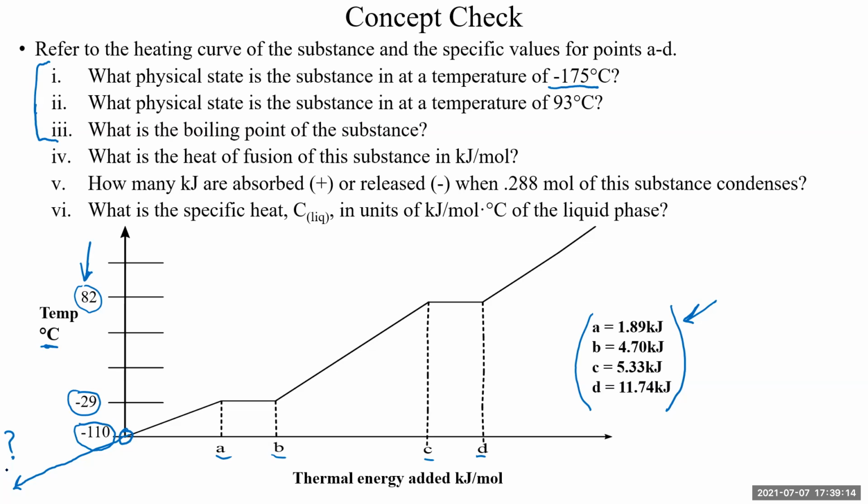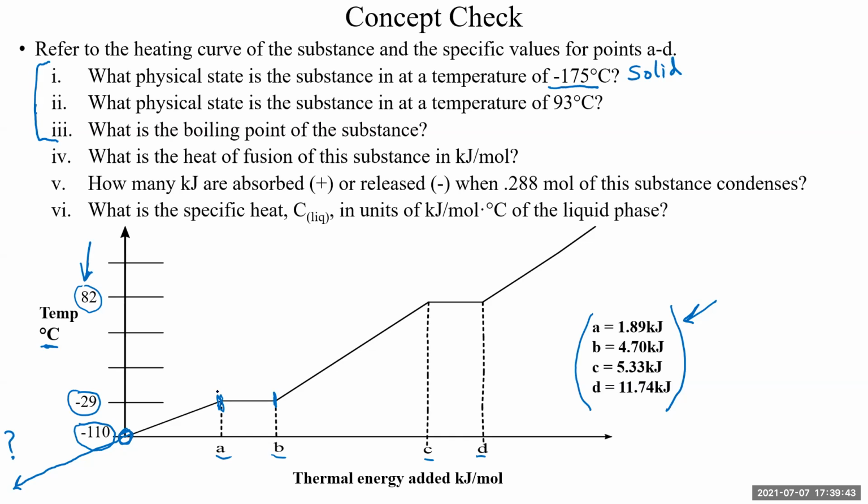So negative 175, what physical state do you think that will be in? If negative 110 is to the left of this plateau, and negative 175 should also be to the far left of that plateau, what physical state is it? Pause the video and think about it if you want. Okay, I assume you're back. So you want to know the answer. It's going to be in the solid state.